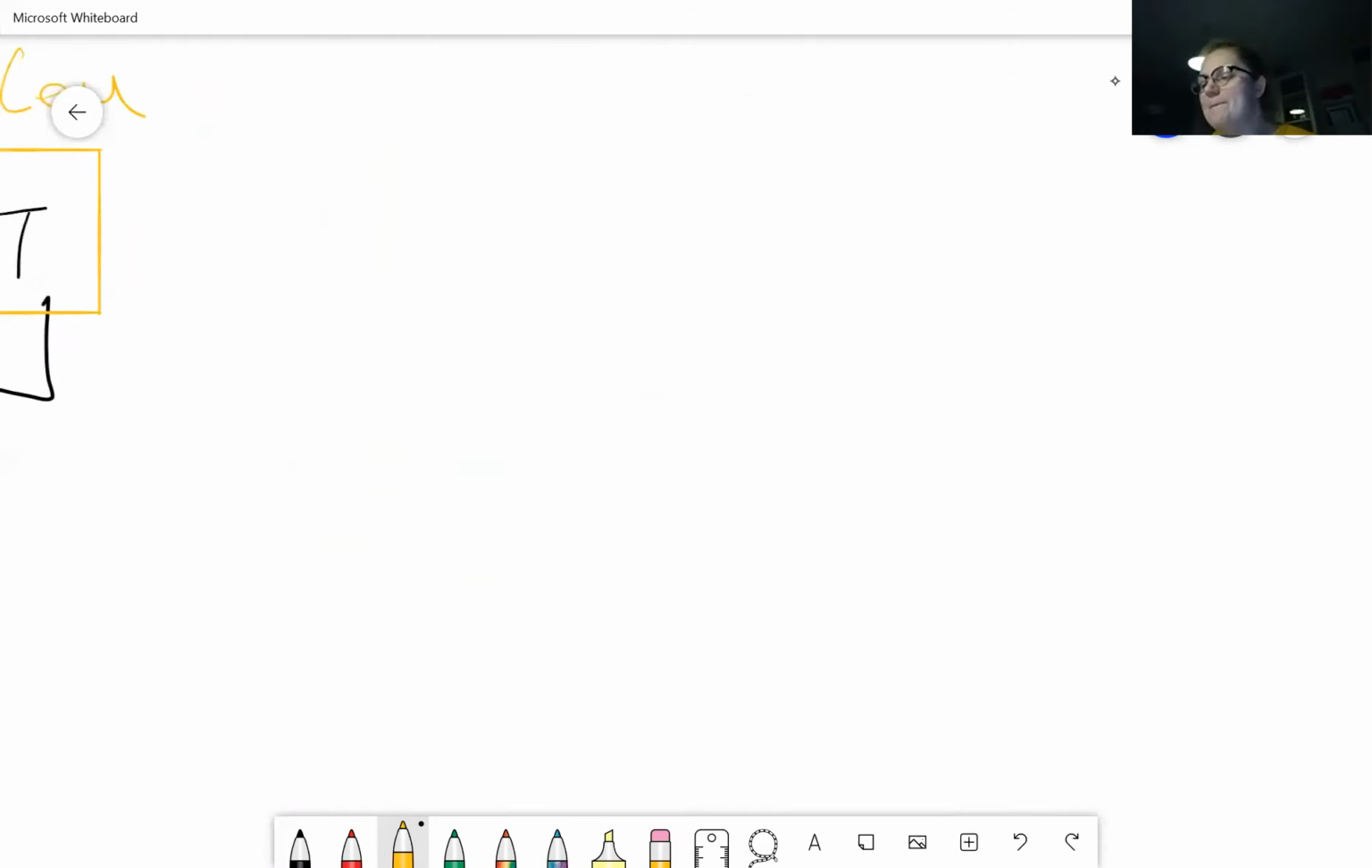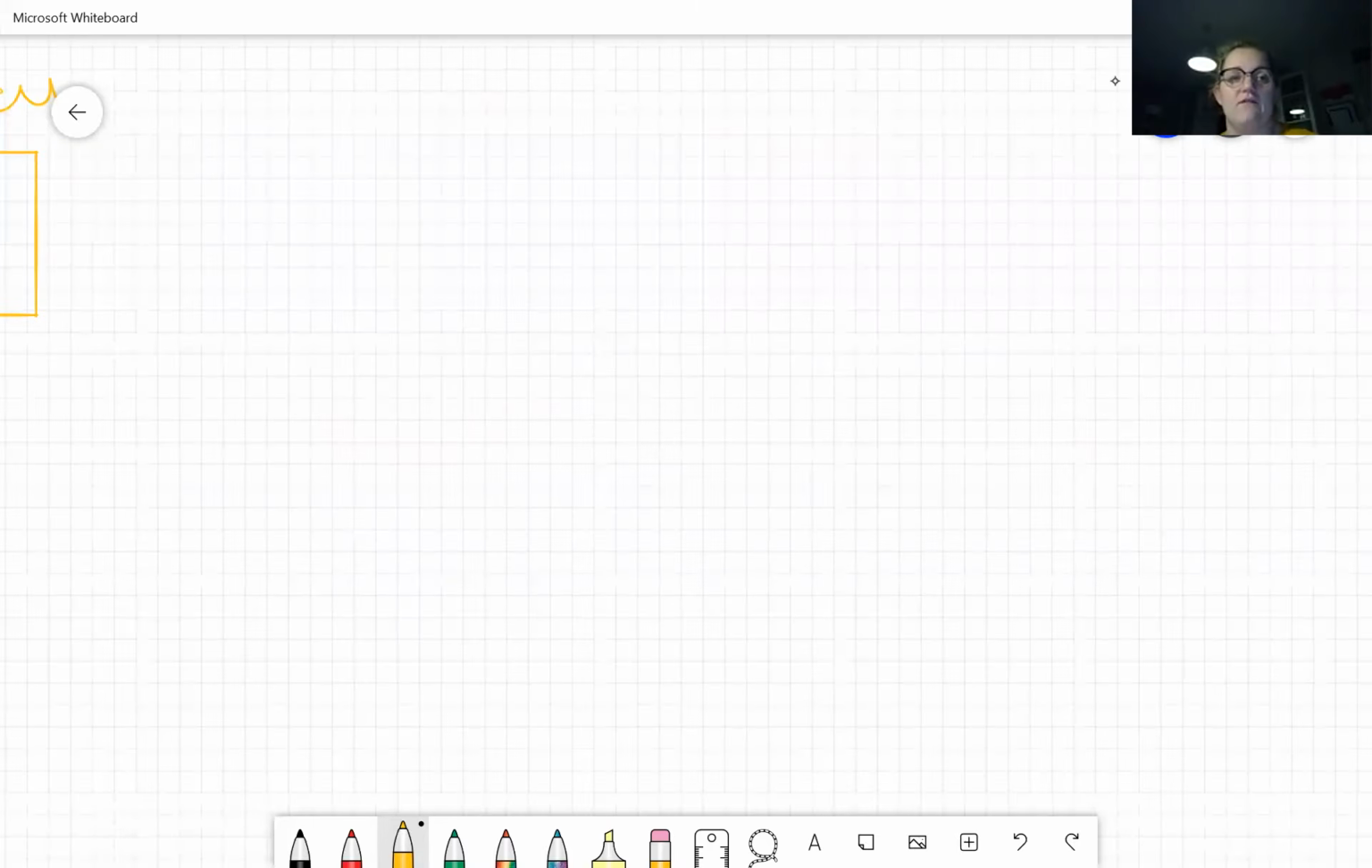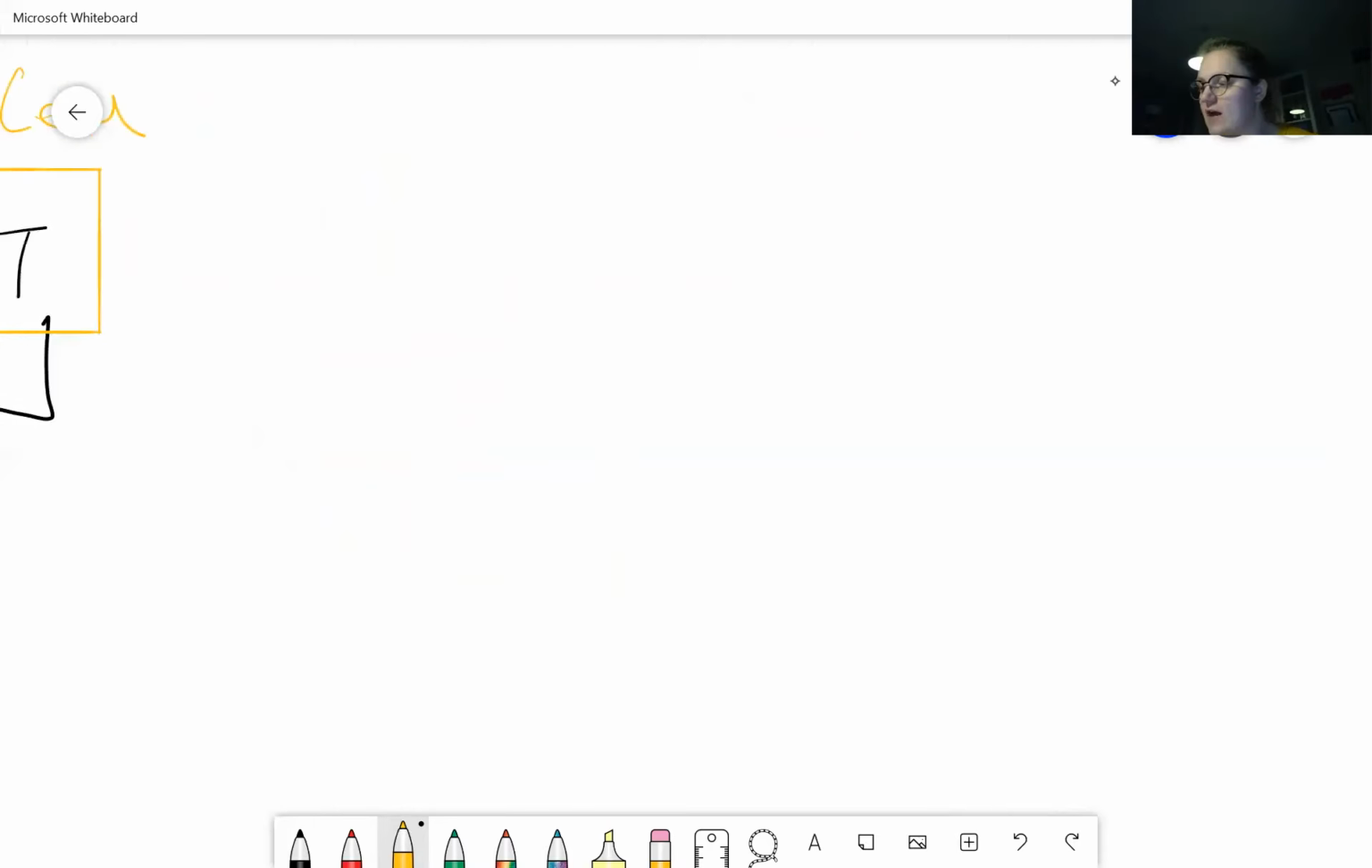Mutagenic agents. Basically, mutations occur spontaneously. There's nothing directing a mutation, it just happens spontaneously.